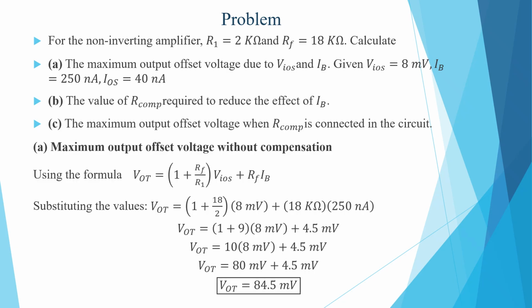Now let's look into a problem. For a non-inverting amplifier R1 equal to 2 kilo ohm, RF equal to 18 kilo ohm, A. Calculate the maximum output offset voltage due to VIOS and IB, given that VIOS equal to 8 millivolt and IB is equal to 250 nanoampere, IOS equal to 40 nanoampere. B. The value of RComp required to reduce the effect of IB, and the maximum output offset voltage when RComp is connected in the circuit.